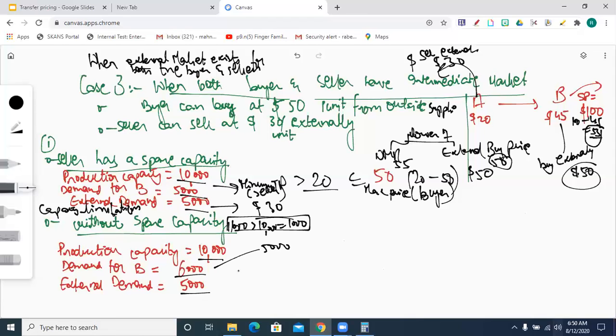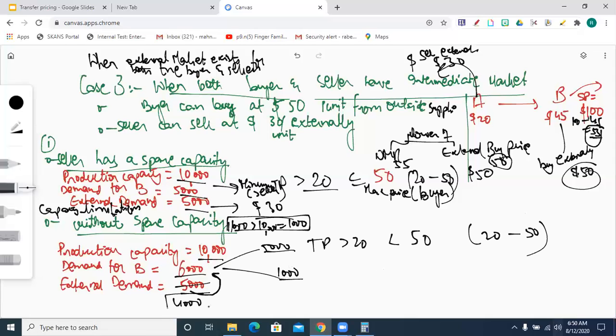So again, for 5,000 units we still have spare capacity, and for those 5,000 again, the transfer price would be greater than 20 and less than, again, the lower of both. Earlier it was 55, now it would be 50, and the ideal transfer price would be somewhere between 20 to 50 for these 5,000 units. And now for these additional 1,000 units, what would be the transfer price? Because now we have to shift the demand from here till here, and we would only be able to meet the external demand of 4,000, and 1,000 we have to ship from outside.